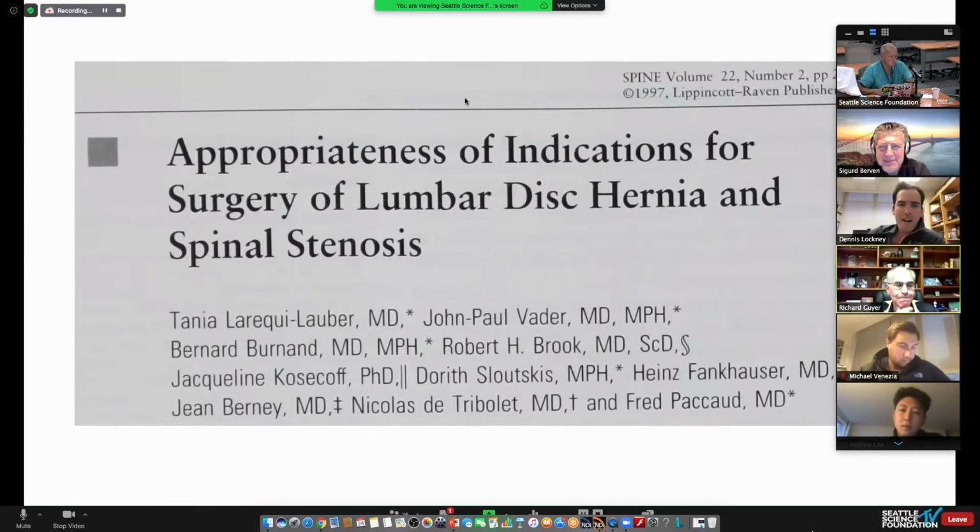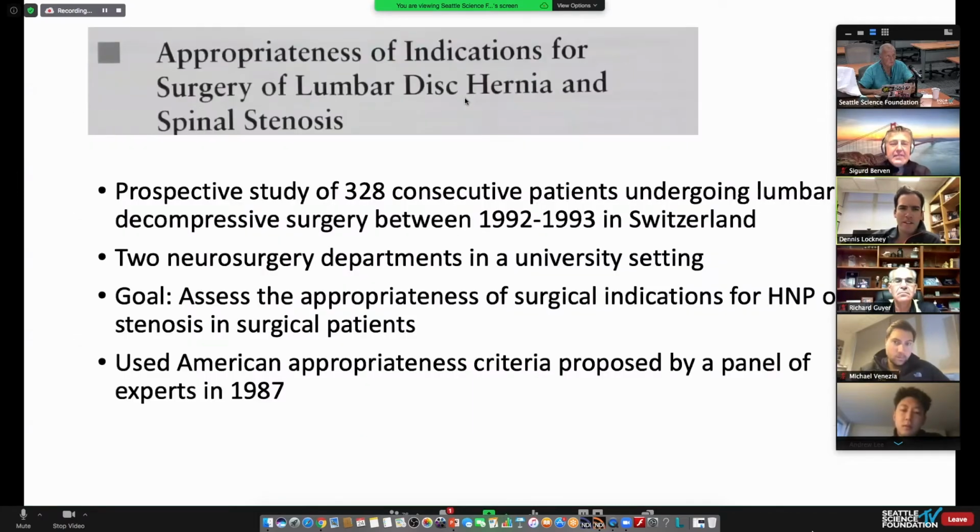Good. Yep. I'll be discussing this paper called The Appropriateness of Indications for Surgery in Lumbar Disc Hernia and Spinal Stenosis. This is a paper that was published in actually 1997.